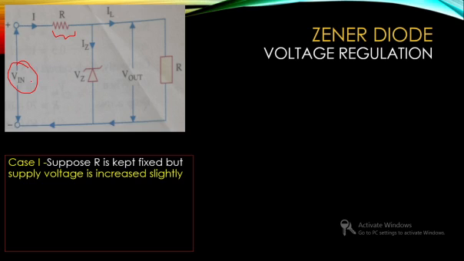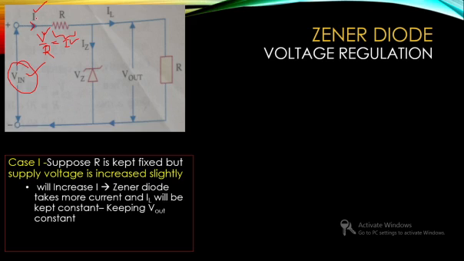So in the first case, V in is considered to be a changing one. It is increased slightly while the resistance is kept constant. So as voltage increases, what will happen? Because R is constant, the current will automatically increase, because V by R is the current. So as voltage increases, I also will increase.